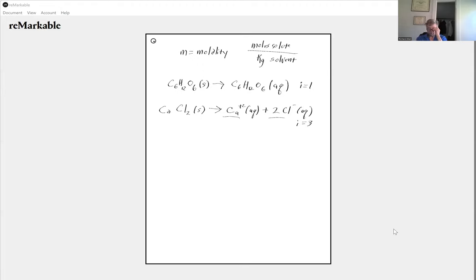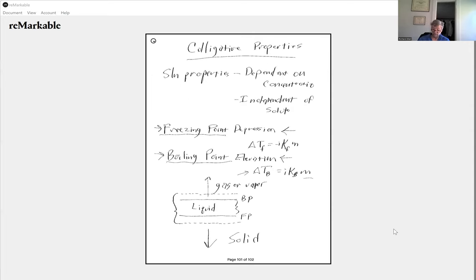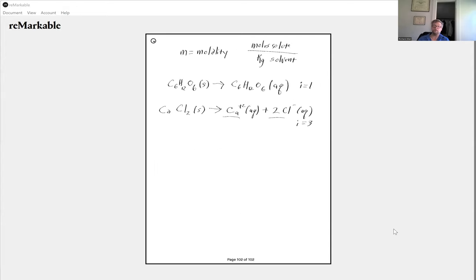So when your kid is working on these calculations, these are really simple. You take the molality times a constant. But when your kids are working on these calculations, remember that this I basically corresponds with how many components the solute will break up into. And it deals with the effectiveness of the solute in these colligative properties.